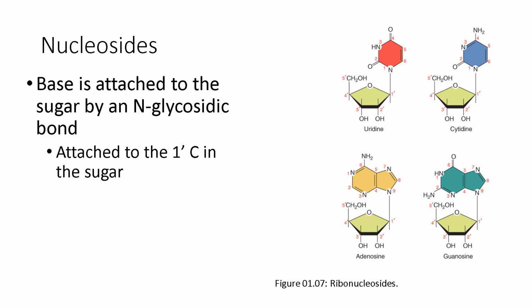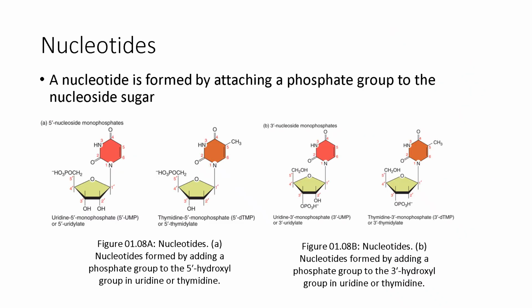The base is connected to the 1-carbon of the sugar via an N-glycosidic bond. This structure serves as the core unit for building full nucleotides, which are formed by adding phosphate groups. A nucleotide is formed when 1 or more phosphate groups are added to a nucleoside. The phosphate can attach to the 5-hydroxyl group or the 3-hydroxyl group of the sugar.